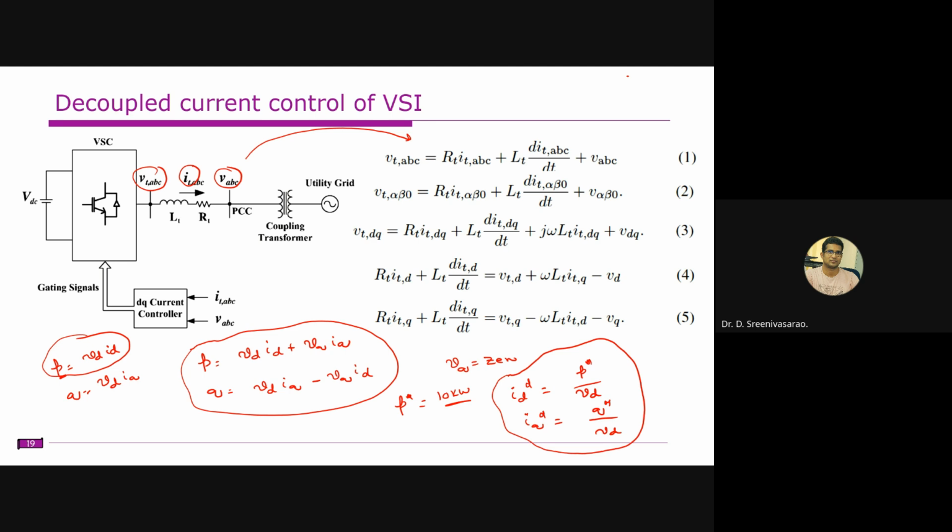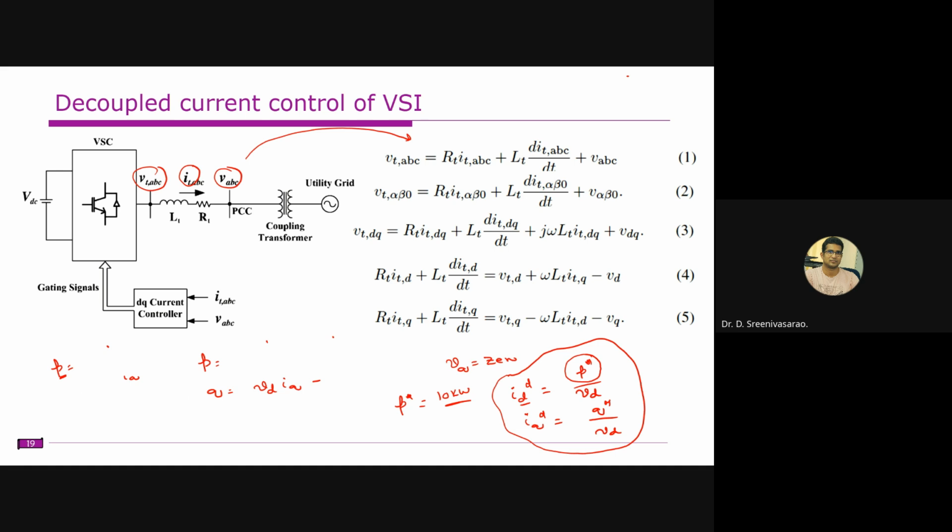If PV is able to generate a certain amount of power, like 10 kilowatt, and you want to inject that power, and this P star is equal to 10 kilowatt, then accordingly you need to calculate this ID star. So your ID star will be P star by VD, and IQ star will be Q star by VD.